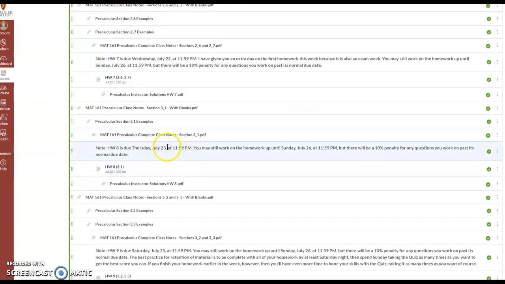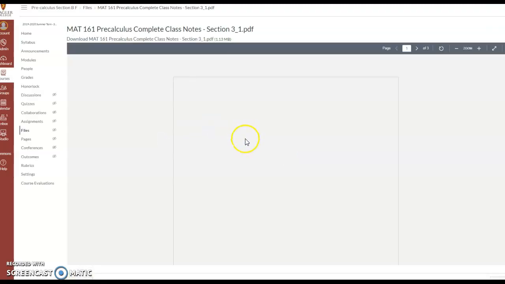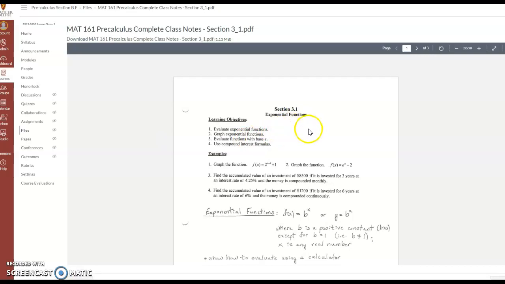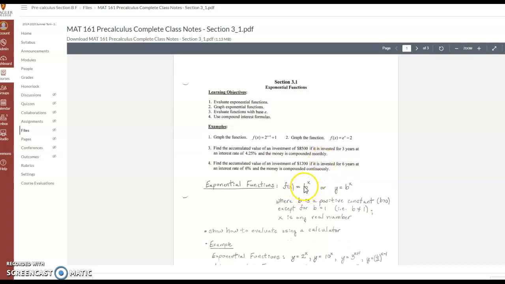Now, we're going to move on to section 3.1, and in section 3.1, we are going to be talking about exponential functions. So these are functions like b to the x. In other words, we have some constant, we call it a base, that's why I'm using the letter b. We have a constant raised to the power x. That's a typical exponential function. We're going to learn everything about those, learn how to graph them. We want to evaluate functions, especially with the base e. y equals e to the x is a very common function.